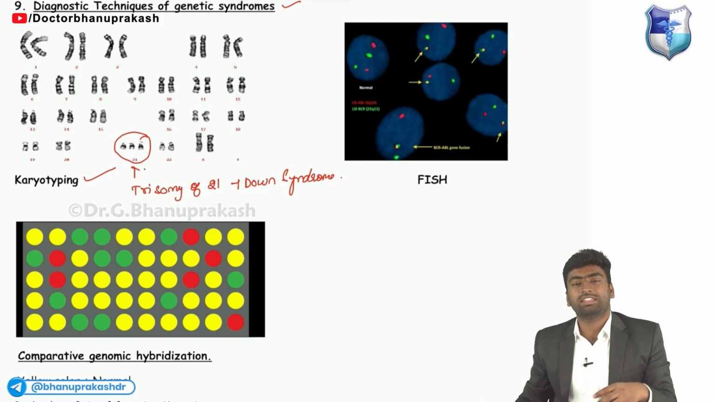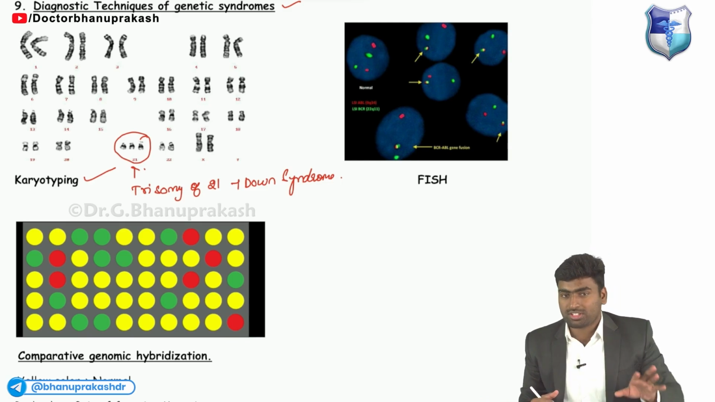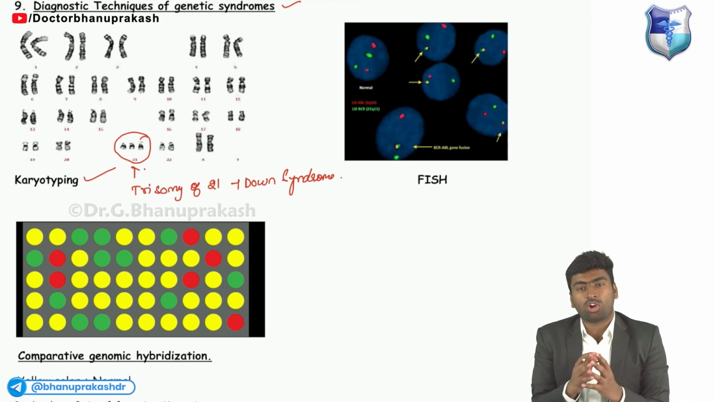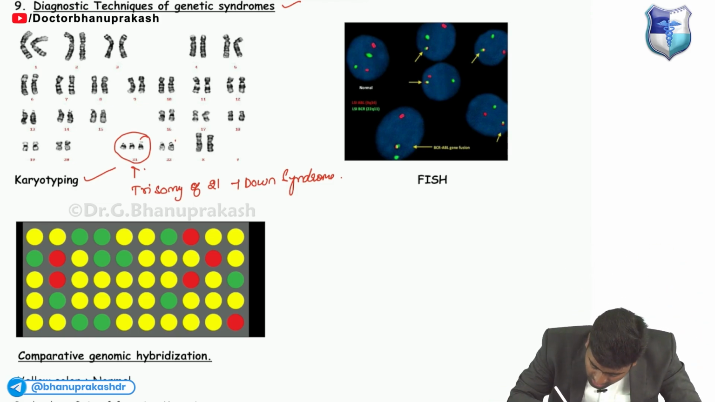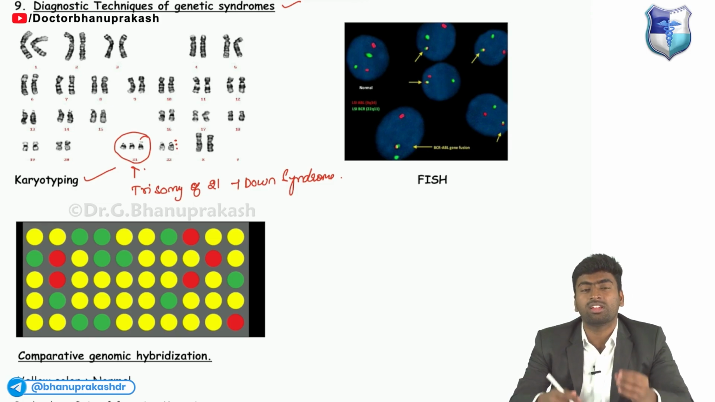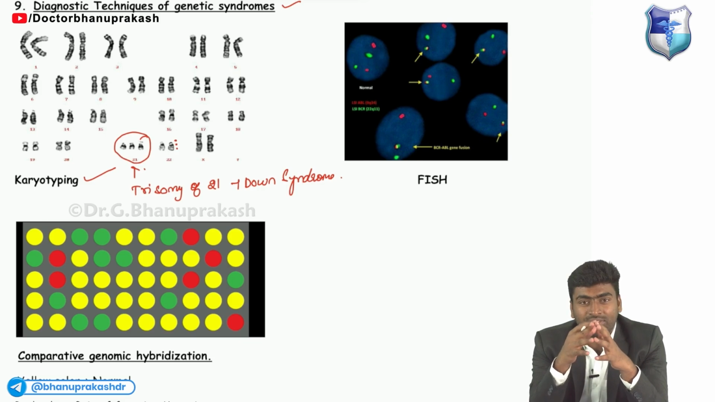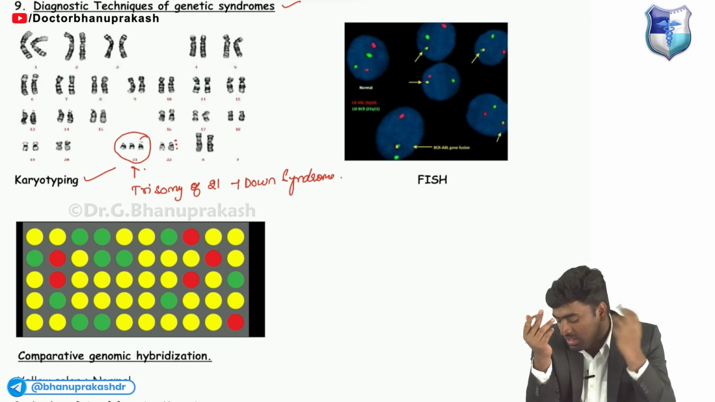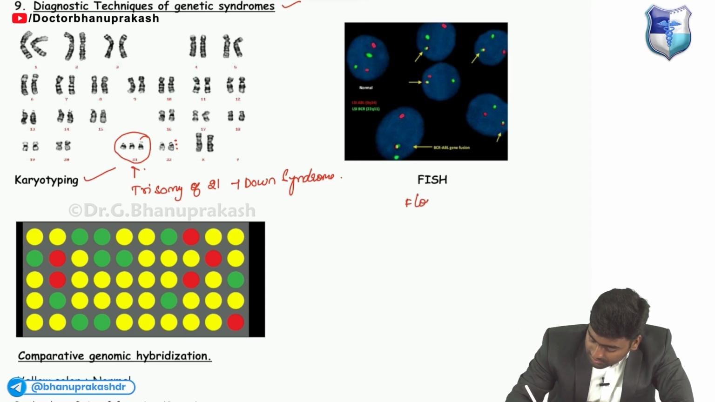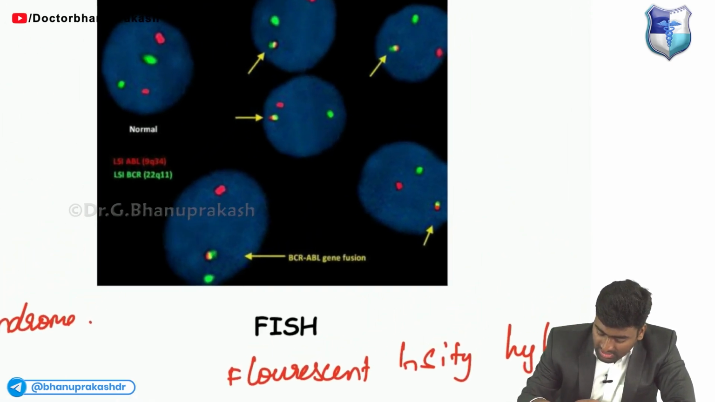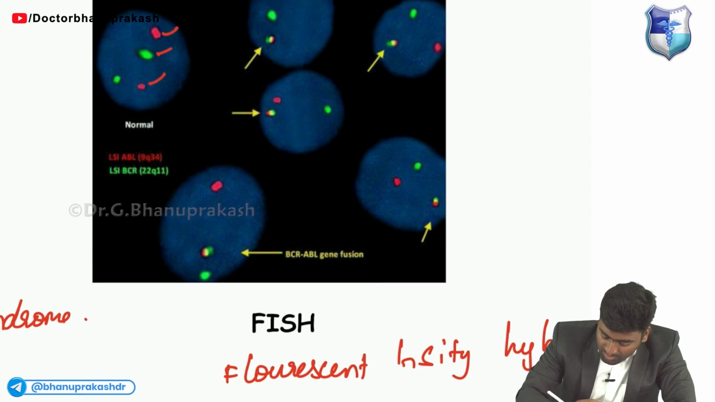And next, in this karyotyping method, we cannot see everything. If something is visible or gross, we will be able to see it. Whereas if there is any small translocation or any mutation, then we cannot find it with karyotyping. Then what do we do? Then we need to do another investigation, which is called FISH, fluorescent in situ hybridization.